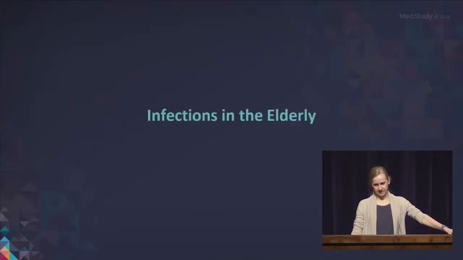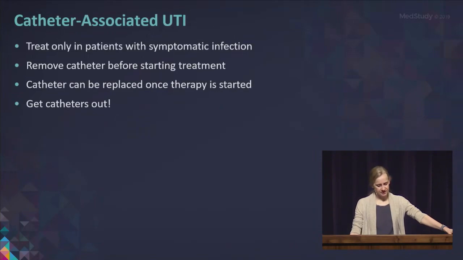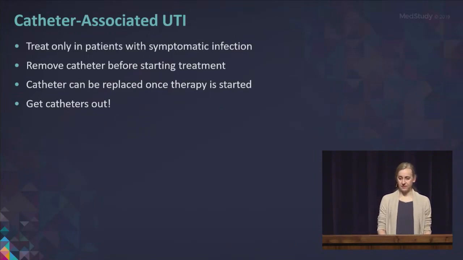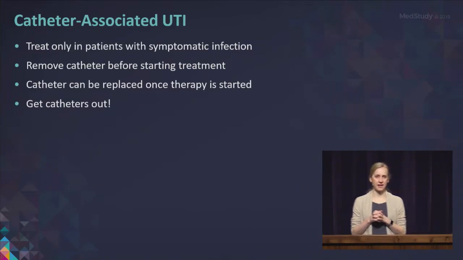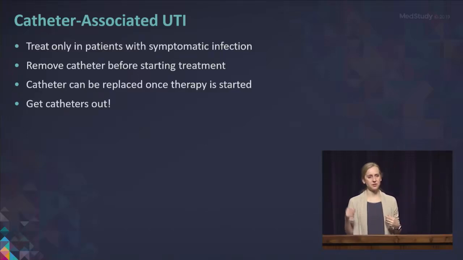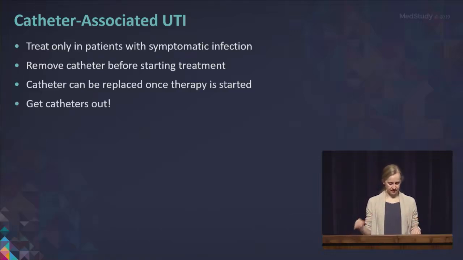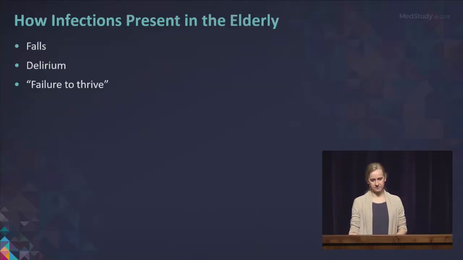Infections in the elderly. So catheter-associated UTI is very common. Remember that a lot of times this is going to be a colonizer, so you're really going to treat only patients with symptomatic infection. You're going to remove the catheter, start treatment. You can do intermittent catheterization, and then once therapy is started, if you need to, you can put the catheter back in. But in general, we want to really remove them as much as possible.